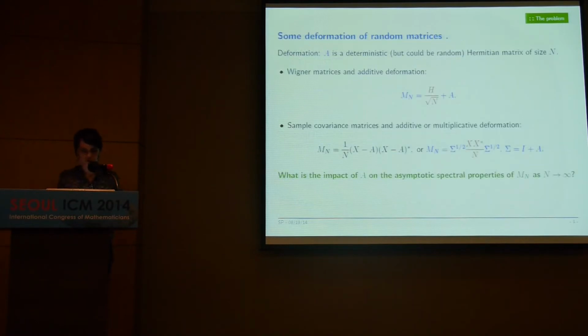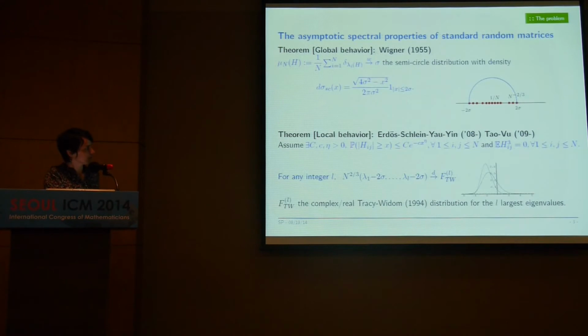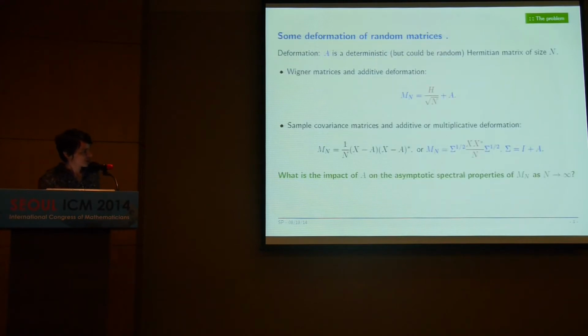So I now turn to deformations of random matrices. The list is non-exhaustive, but I will be interested in 2 kinds of deformations. So let me start with the additive deformation. In the Wigner case, we start with a standard Wigner matrix, and we simply add a deformation matrix A, which is a deterministic Hermitian matrix.